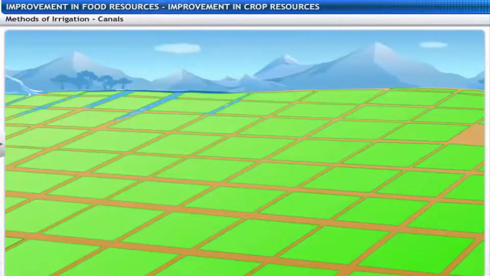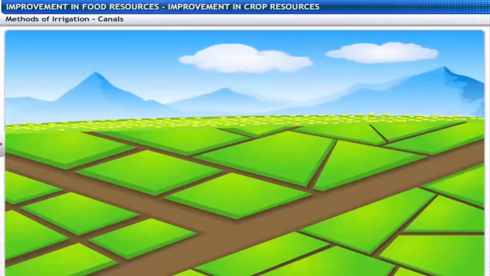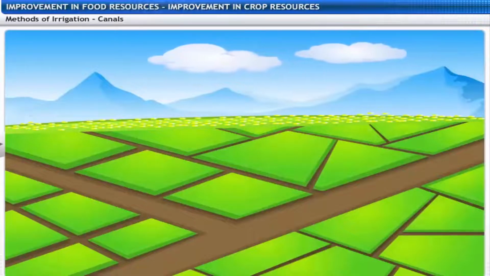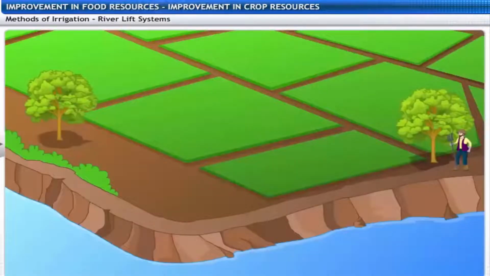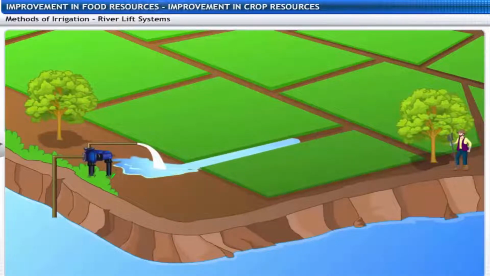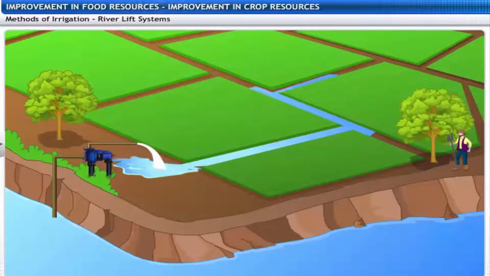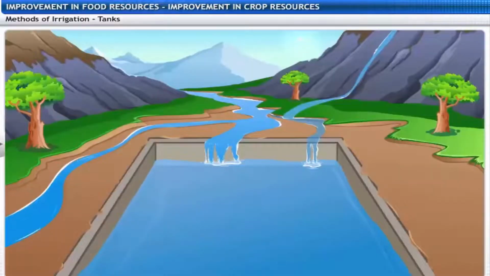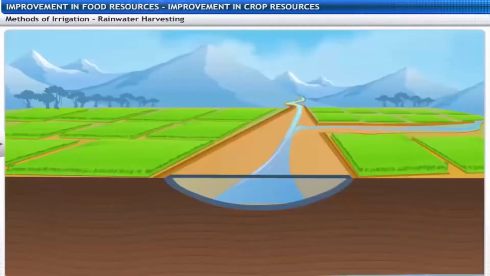Canals receive water from reservoirs or rivers. The main canal is divided into branched canals to irrigate the fields. In areas where the canal flow is insufficient due to inadequate reservoir release, another method known as river lift systems is used. In this method, water is directly drawn from the rivers. Here are some tanks. Tanks are small reservoirs which store runoff water.